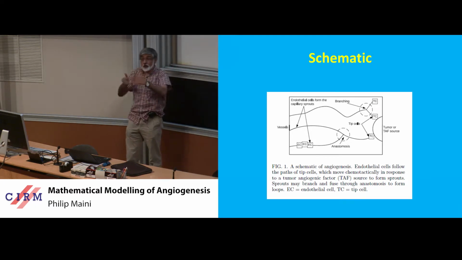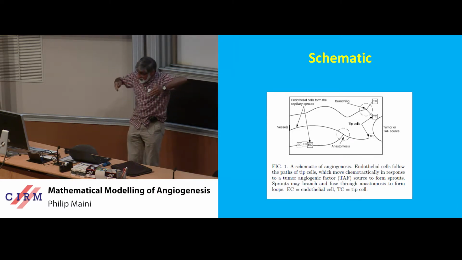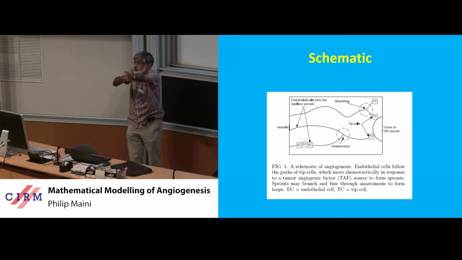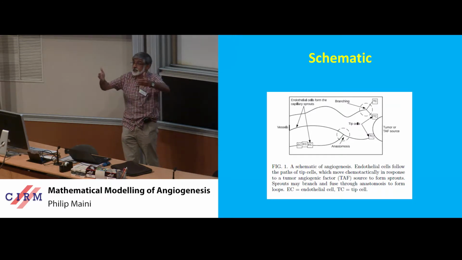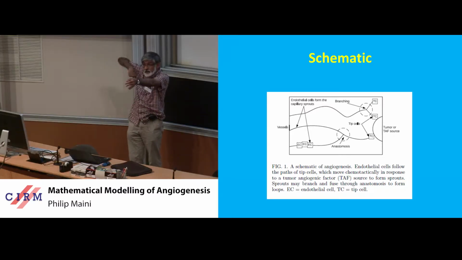So how are you going to form a network? Well, you can form a network from these two things coming together like this, or coming together like this. And the process of coming together is called anastomosis. So this would be tip-to-tip anastomosis, and this would be tip-to-stalk anastomosis. And that's how you get a network and a circulation.